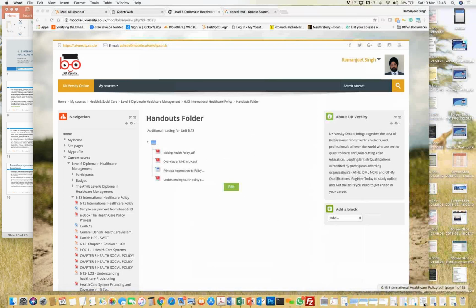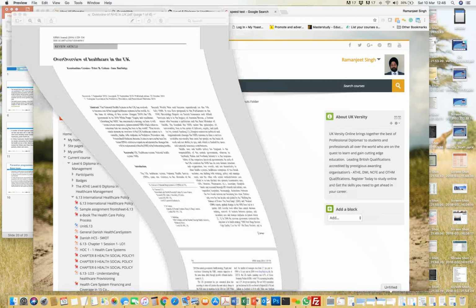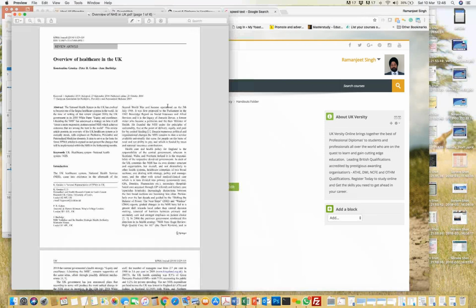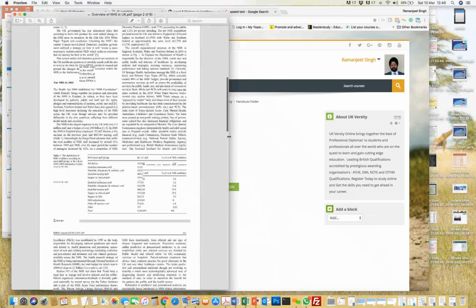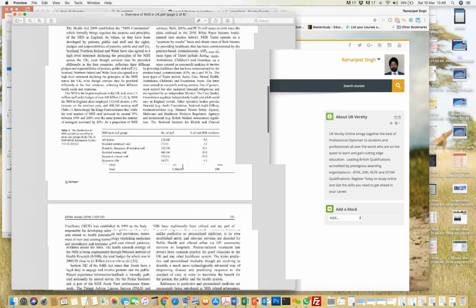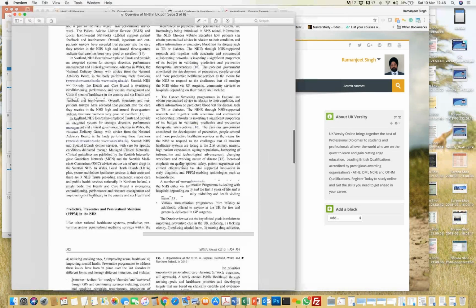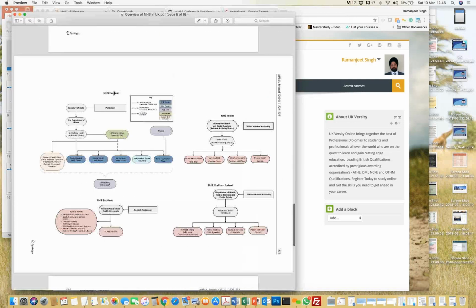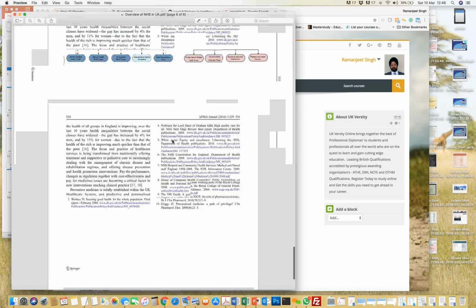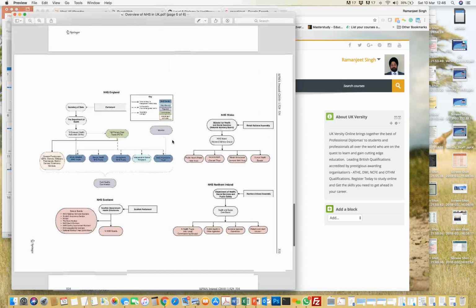And apart from that, there is another document which I would suggest you look at, the PDF document which talks about the overview of the NHS. It is to give you some background and understanding of how the NHS was created, the workforce, and some of the information in this document has been taken into the presentation. So for example, the structure, I've actually borrowed it from this particular handout.